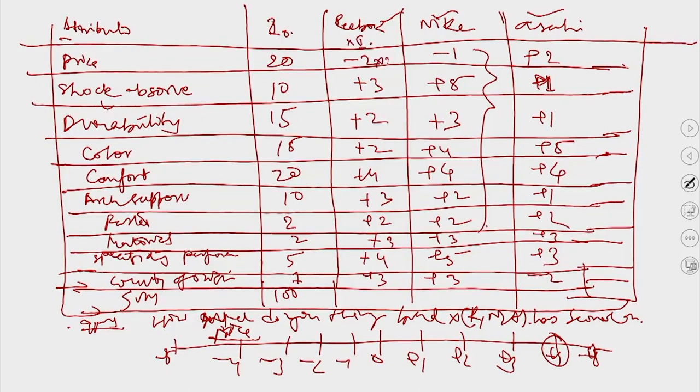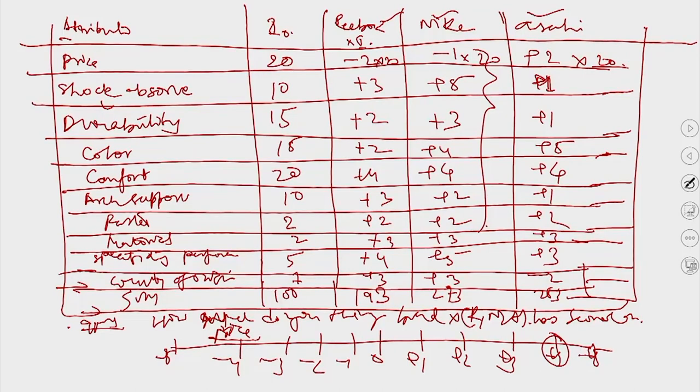Now what we will do is multiply these scale values with the importance values. So 2 into 20 kind of a thing, and similarly here 20 multiplied by 20, which will give us a final value. The sum value that I get here is 193. This is the overall score for Reebok, this is the overall score for Nike, and this is the overall score for Asahi. And what does all of this tell? All of this will tell what people's attitude about these brands of shoes actually is.